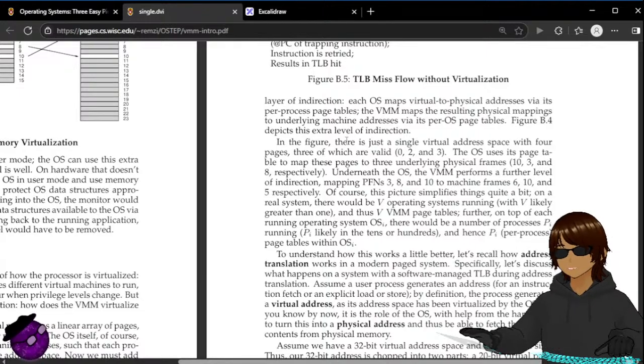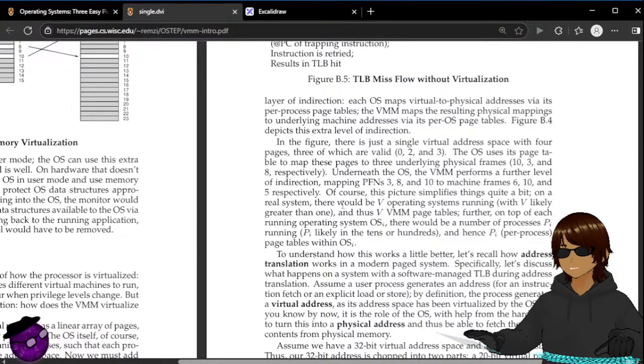In the figure, there is just a single virtual address space with 4 pages, each of which is wired. The OS uses its page table to map these pages to 3 underlying physical frames. Underneath the OS, the VMM performs a further level of indirection, mapping PFNs 3, 8, and 10 to machine frames 6, 10, and 5 respectively.